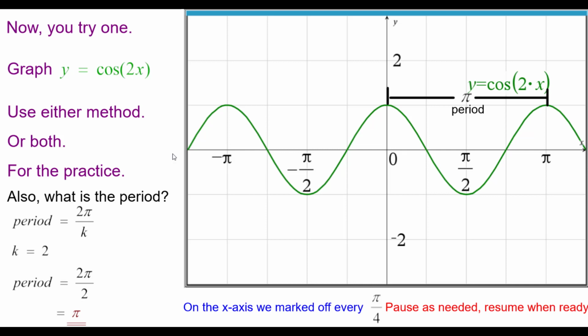And here's our answer in green here. Notice the period is 1 pi. 2 pi over 2 is 1 pi. We marked off every pi over 4. We figured that would be easier to do.